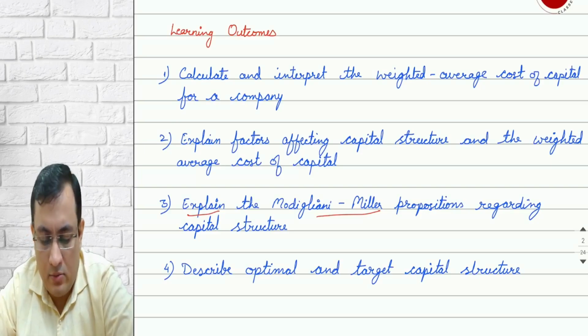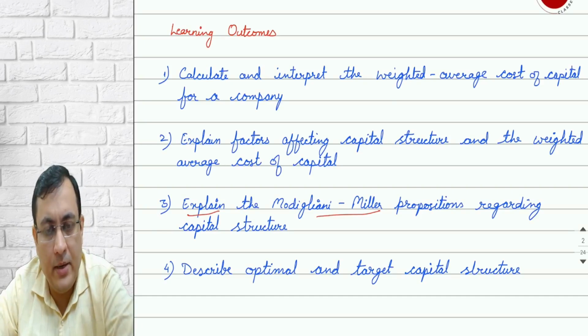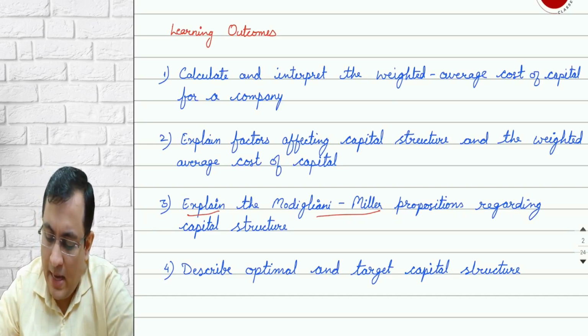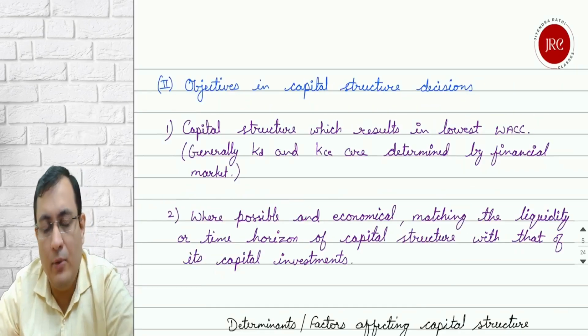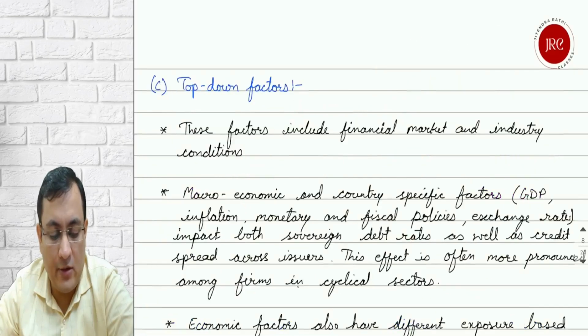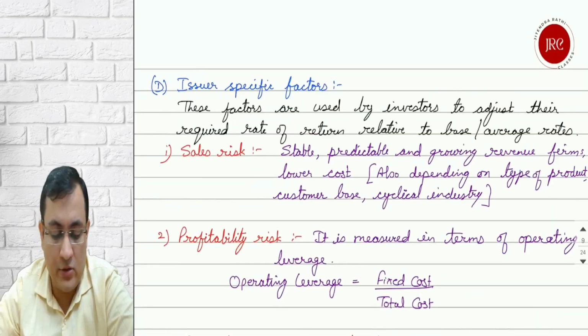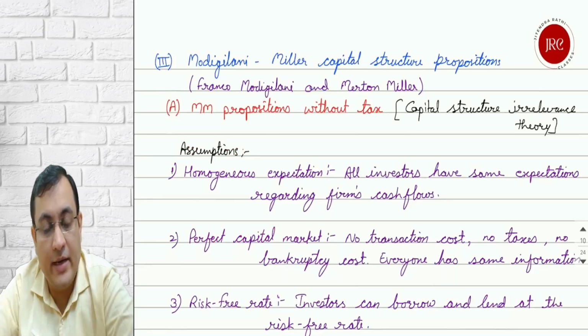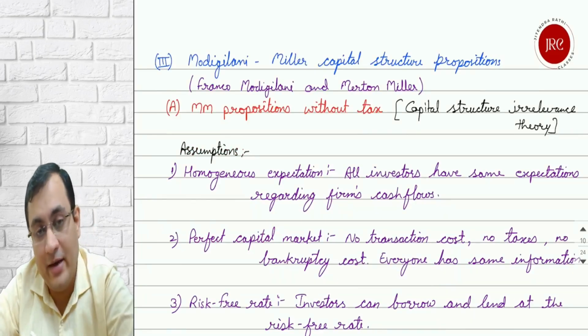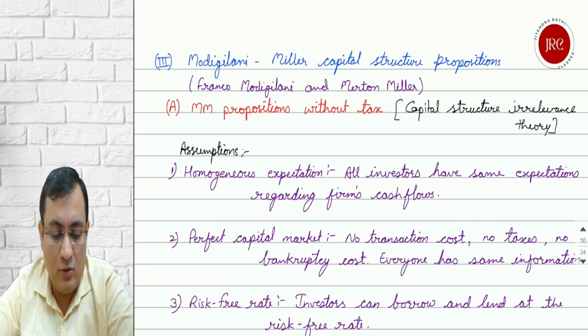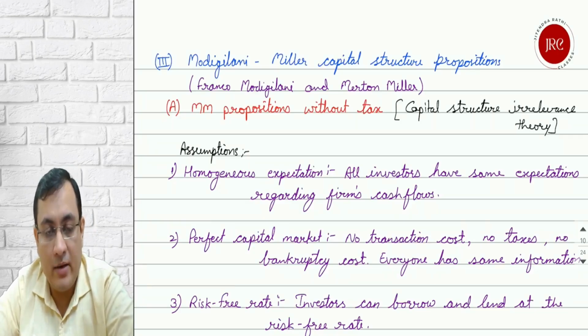Before starting this approach, who are these guys? Modigliani and Miller, they are Nobel Prize winners, very respected, and they have given certain approaches regarding dividend policy and regarding capital structure. In case of dividend policy, it is called the dividend irrelevance theory, and interestingly, in case of capital structure, it is called the capital structure irrelevance theory. Franco Modigliani and Merton Miller, Nobel Prize winners.